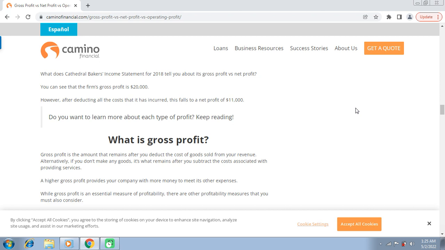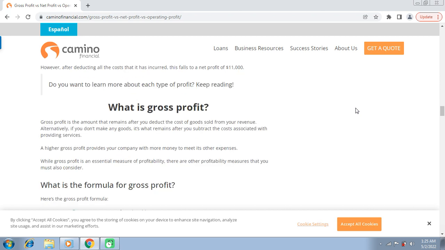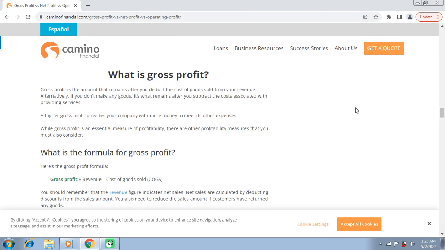Do you want to learn more about each type of profit? Keep reading. What is gross profit? Gross profit is the amount that remains after you deduct the cost of goods sold from your revenue. Alternatively, if you don't make any goods, it's what remains after you subtract the cost associated with providing services. A higher gross profit provides your company with more money to meet its other expenses. While gross profit is an essential measure of profitability, there are other profitability measures that you must also consider.